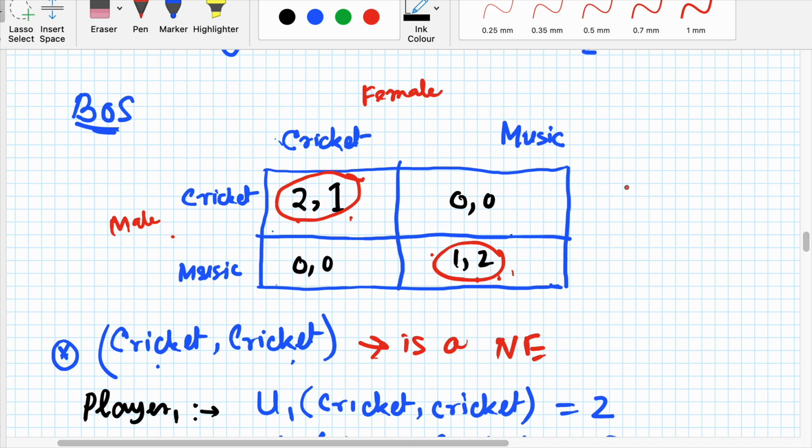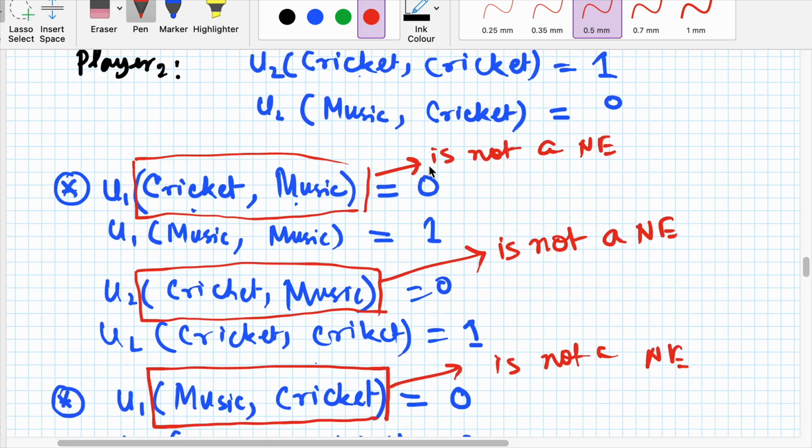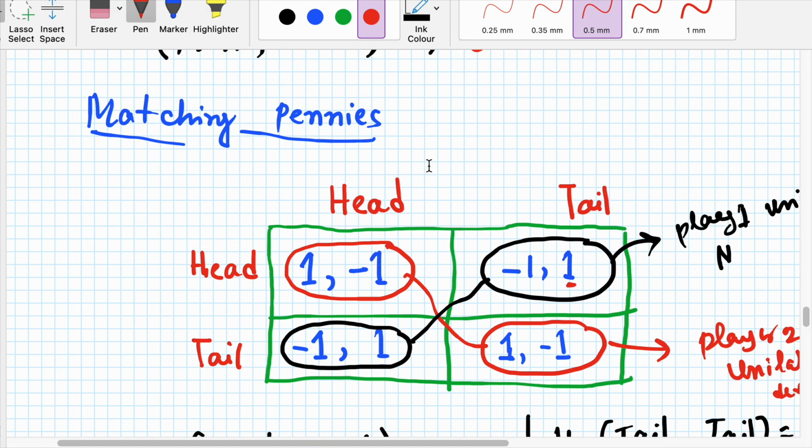For a single game like battle of sexes, there can be multiple Nash equilibria. And we have also seen a game where, in the definition of the Nash equilibrium, the existence of a Nash equilibrium is not guaranteed. Matching pennies shows an example of a game where we find no pure Nash equilibrium. That means in this game there is no pure strategy Nash equilibrium.